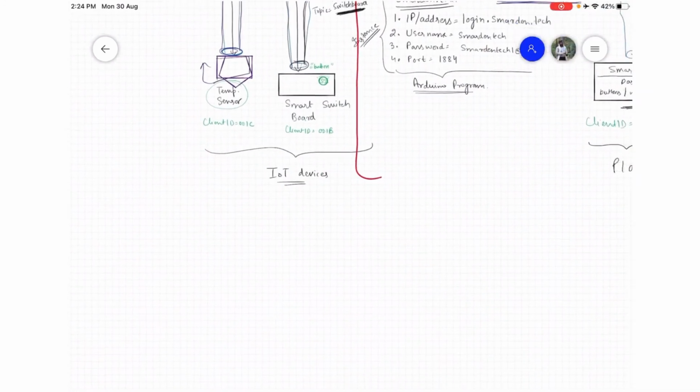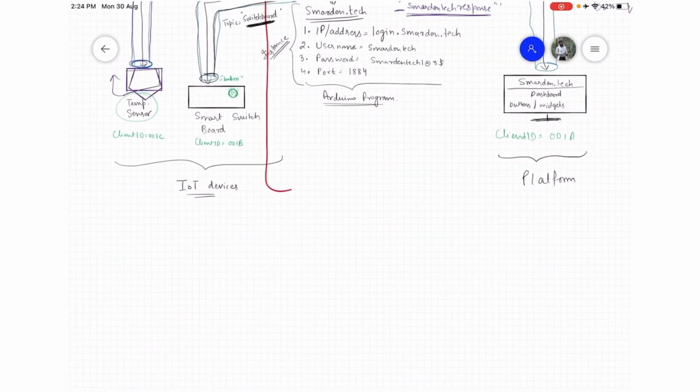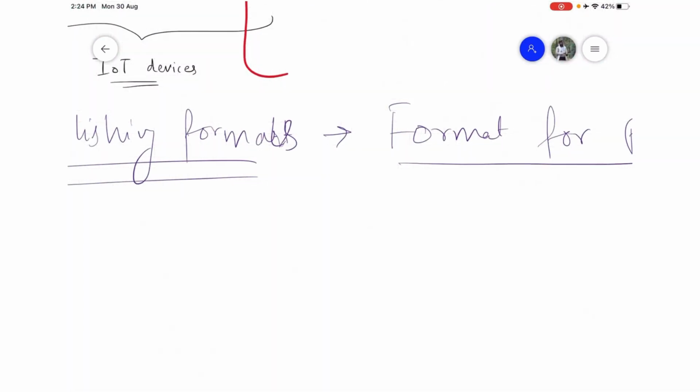Now there are certain formats of publishing the data to the Smarden.tech platform. There are certain formats which we call the publishing formats. And what are publishing formats? It is the format for payloads. It means that you have to send the data from the device to the platform in a particular form. The device will send the data to the platform with a particular format.